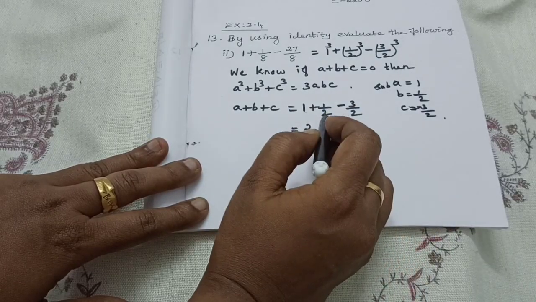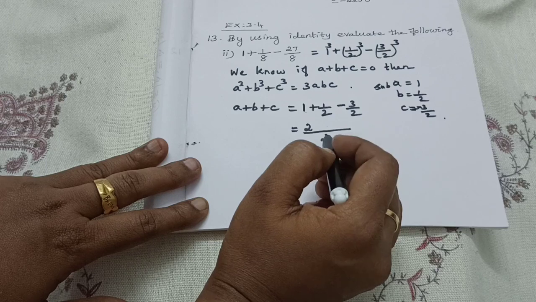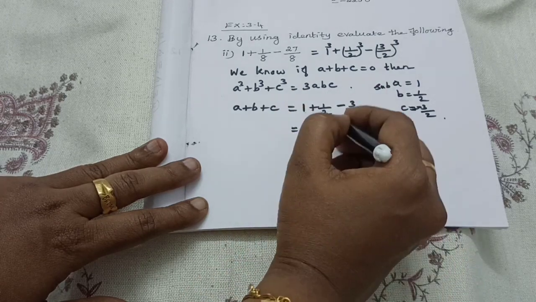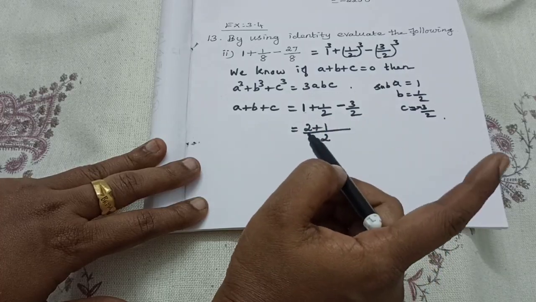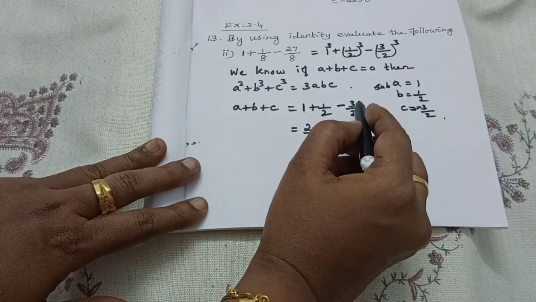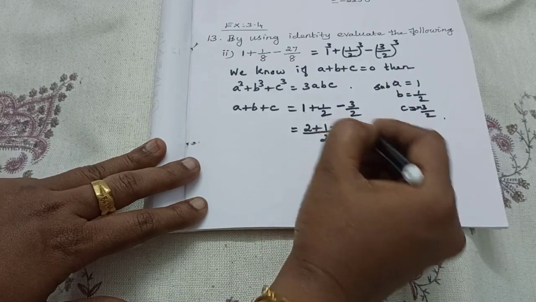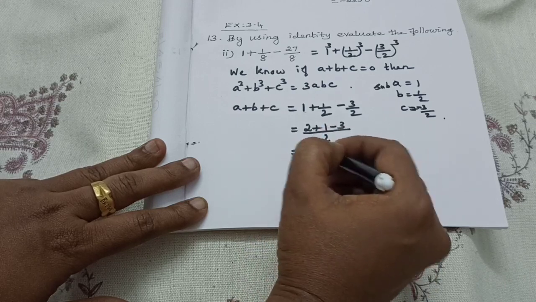Okay. Then here denominator 2 is there. How many 2s are in 2? 1, isn't it? That 1 we have to multiply there. 1 into 1 is what? 1. Now how many 2s are in 2? 1, isn't it? That 1 we have to multiply here. 3 into 1 is what? 3. Minus 3. Then equal to 2 plus 1 is 3.